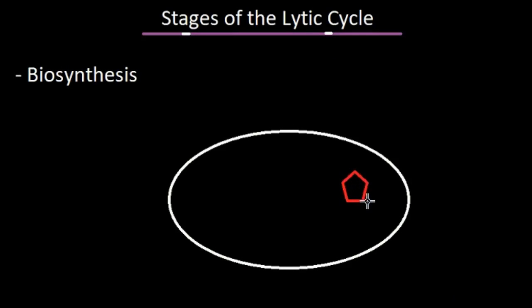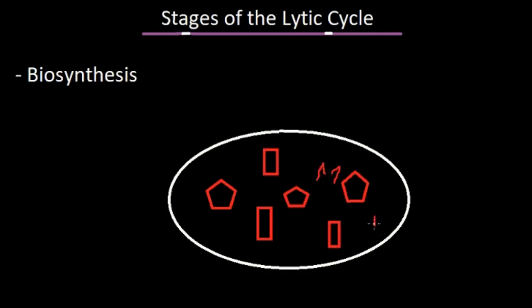The next stage is biosynthesis. Once inside the cytoplasm, the viral DNA disrupts the host's normal activities. And what I mean by that is instead of the host, or the bacterial cell, making its own protein, its own RNA, its own DNA, what the bacterial cell is going to do now is produce viral particles. It's going to be replicating the bacteriophage's DNA. It's going to be making the head of the bacteriophage, the tails, making the components needed to build a bacteriophage.